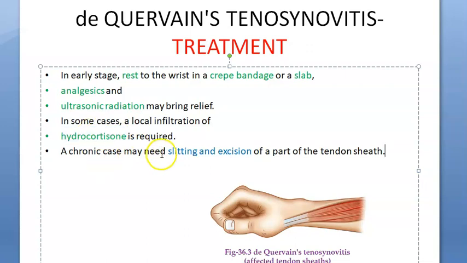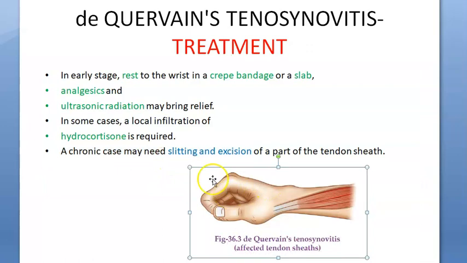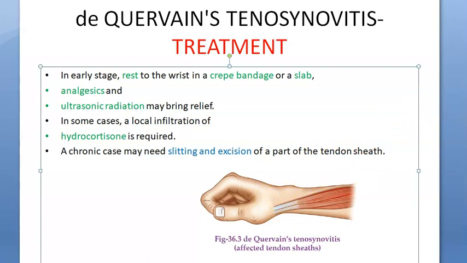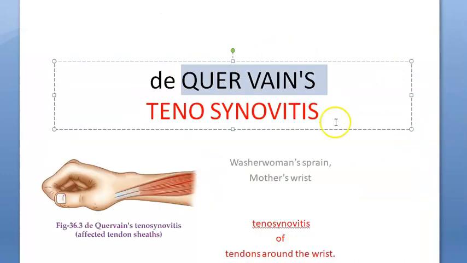Hydrocortisone is a steroid. Then in a chronic case, you may need to slit and excise a part of the tendon sheath. In a chronic case, you slit it, and whichever part of the tendon sheath is inflamed, you have to excise it. So this is all about de Quervain's tenosynovitis.